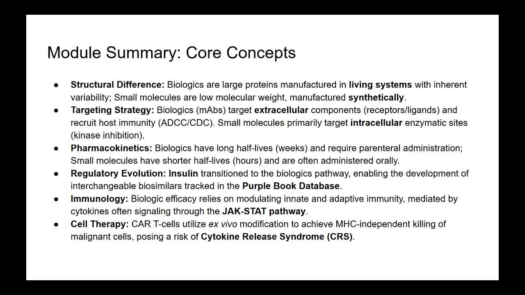Therapeutic biologics, such as monoclonal antibodies (mAbs), fusion proteins, cytokines, and vaccines, differ fundamentally from small molecule targeted agents in their origin, structure, and mechanism. Biologic products are generally large, complex molecules manufactured in living systems using recombinant DNA technology, and they naturally exhibit inherent lot-to-lot variability due to processes like post-translational modifications. In contrast, small molecule agents are low molecular weight, typically less than 1,000 Daltons, and are manufactured synthetically from chemicals.